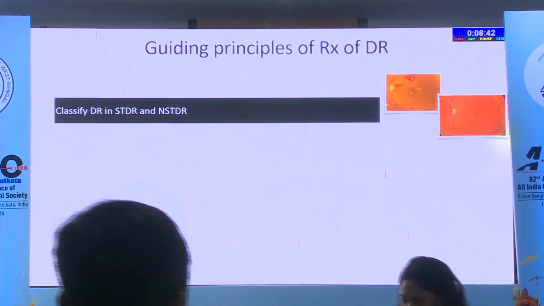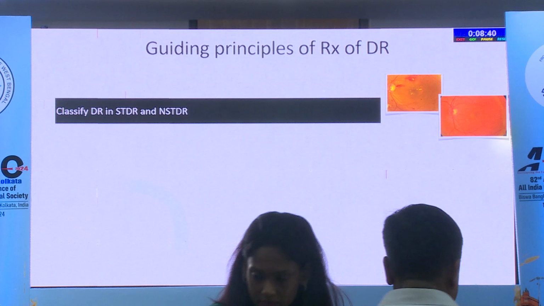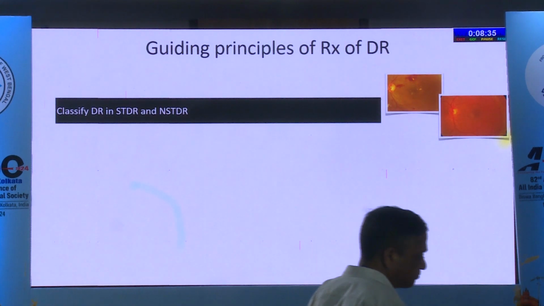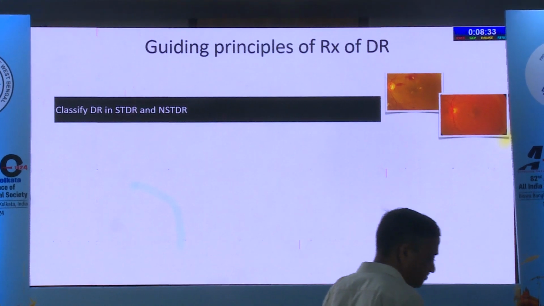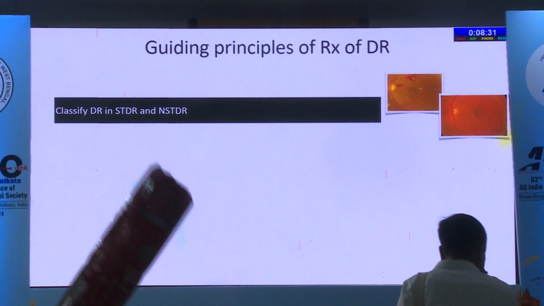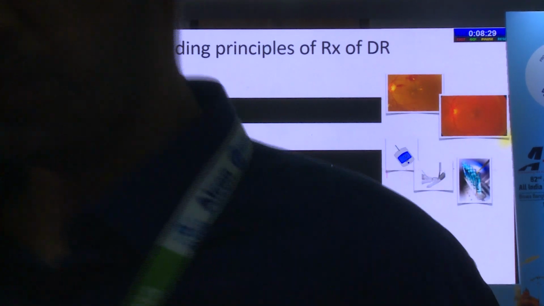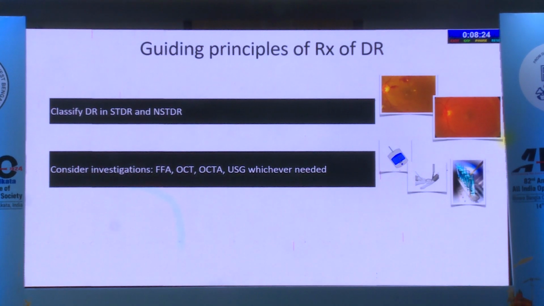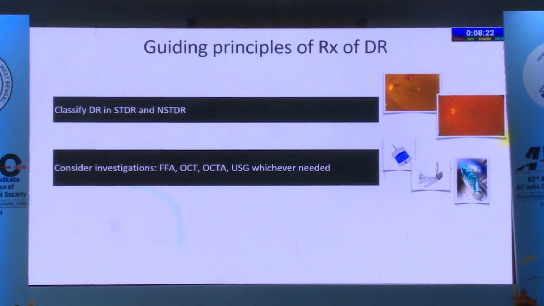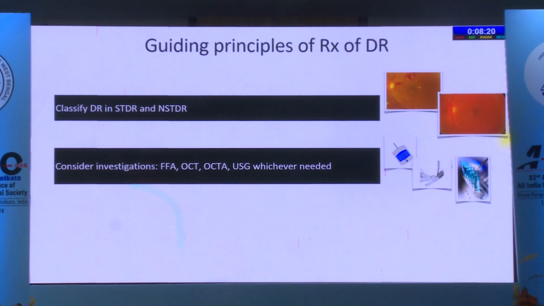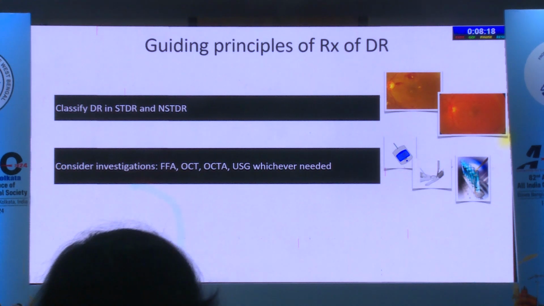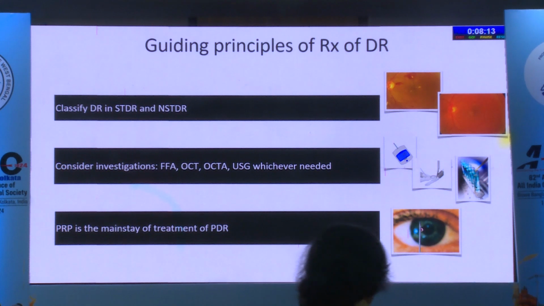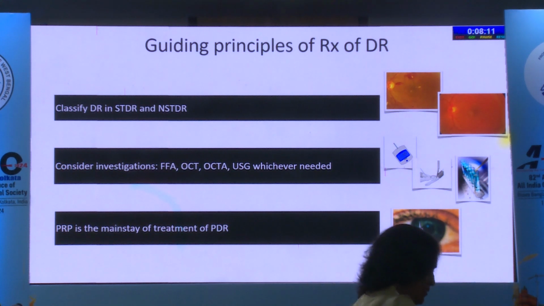What is sight-threatening? Anything more than moderate. What is non-sight-threatening? Anything less than moderate is non-sight-threatening. Severe NPDR, PDR, and macular edema come under sight-threatening diabetic retinopathy. You consider doing investigations, sometimes fundus fluorescein angiogram, OCT, OCTA, ultrasound, wide field imaging, whichever is needed. And for proliferative disease, PRP is the mainstay of treatment.